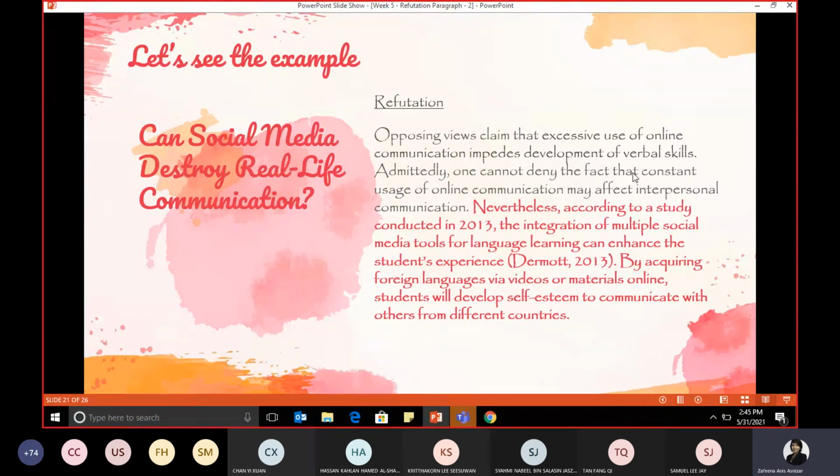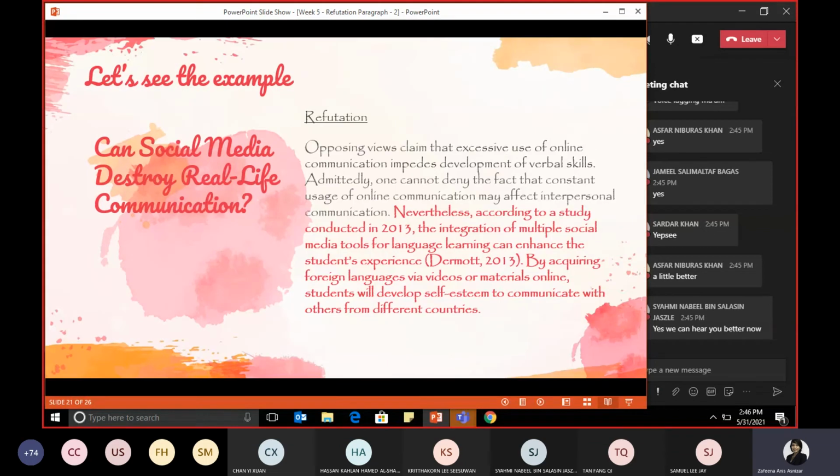So that's how I show the opposition that even if, yes, online communication may affect the development of verbal skills, according to the study, supported by Mod 2013, a lot of internet users are learning language through videos or online materials, and they are now able to speak and communicate with others from different countries. Okay, so that's how you show that your point is stronger than the opposition's views. That's how you do it.